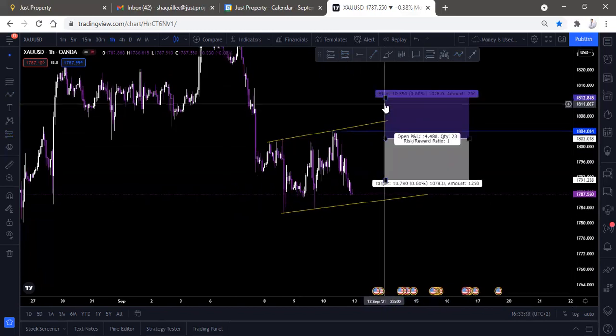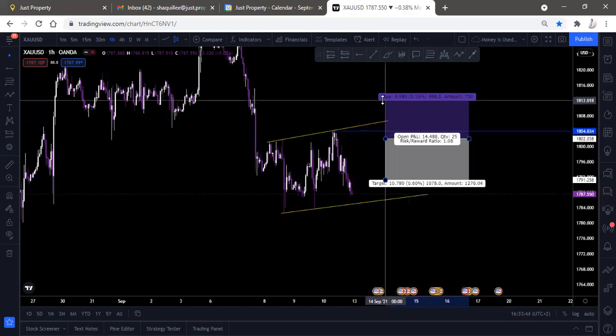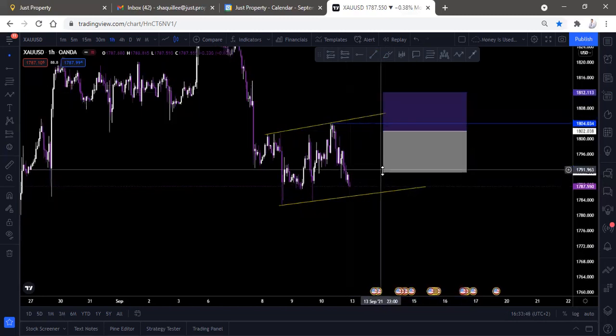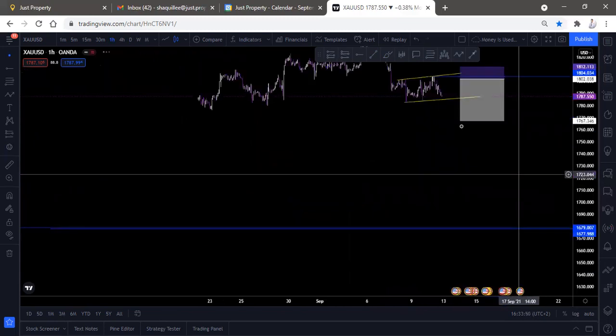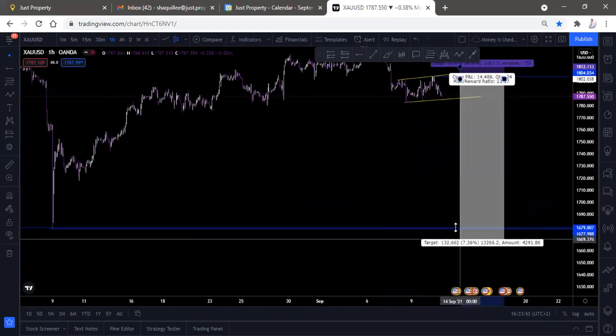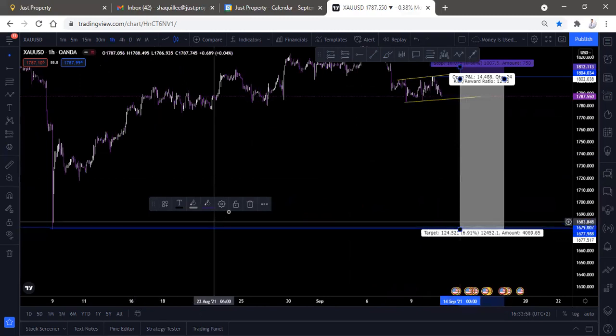Stop loss will not be that much. You can have an eight pip stop loss there, around 10 if you want to be on the safe side. Then we can just take it all the way to the downside to that low, the previous low that's right over there. We can take it there.